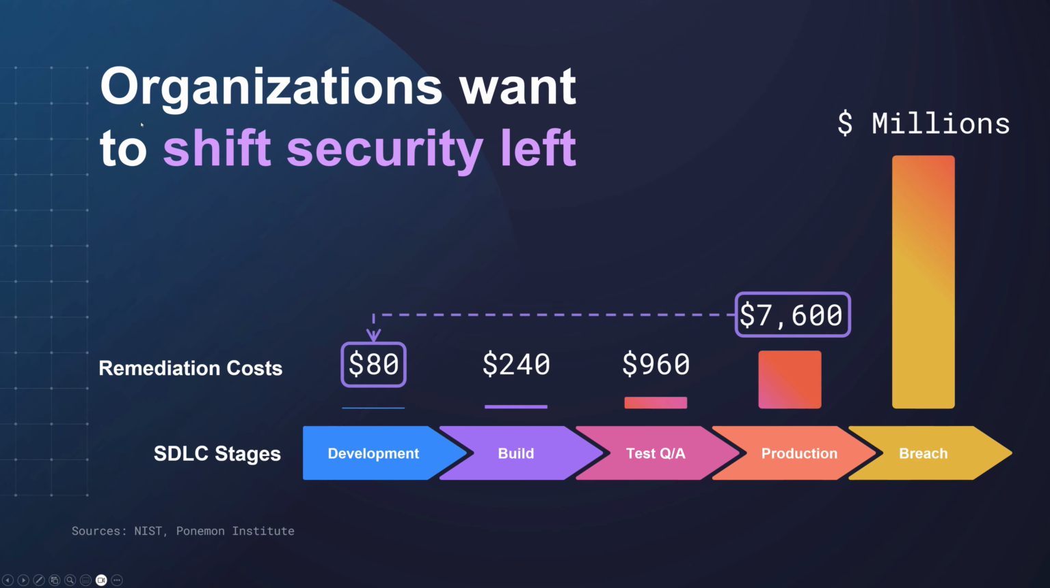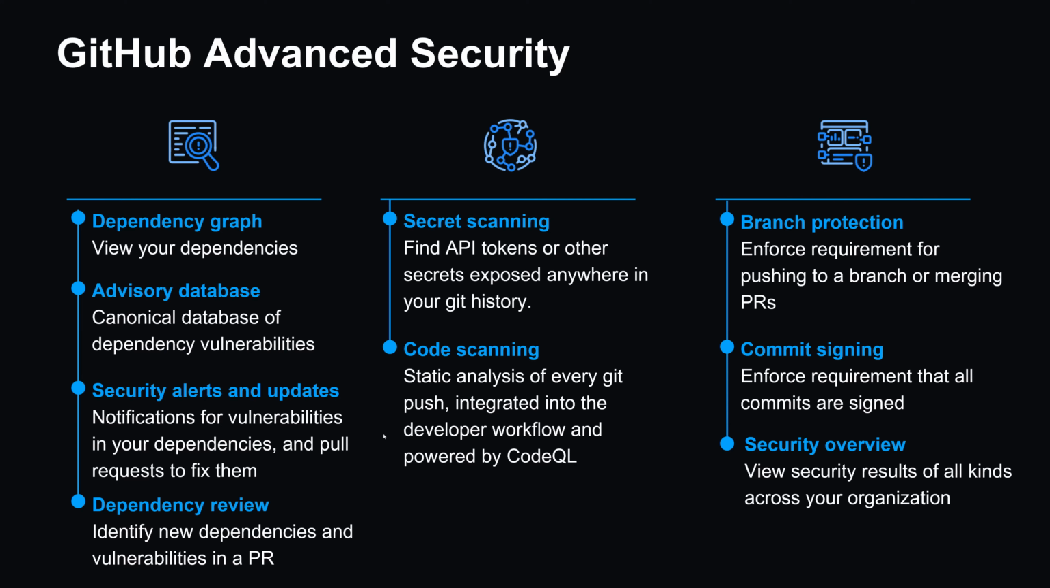For that reason, organizations want to shift security left. We want to focus more on the left here, on the development lifecycle. For that shift left approach, we have GitHub Advanced Security that will help us. We have multiple tools available, like the dependency graph, advisory database, security alerts, dependency review, secret scanning, code scanning, branch protection, commit signing, and security overview.